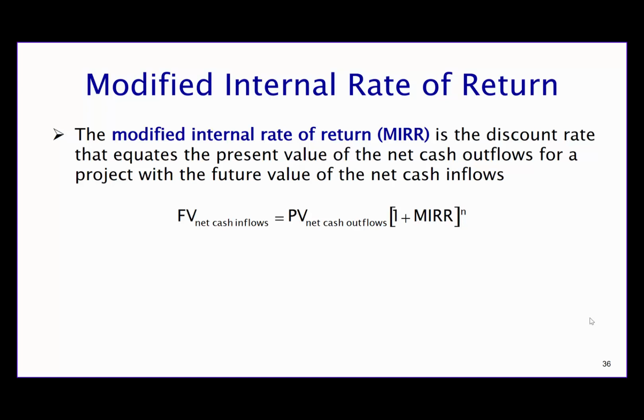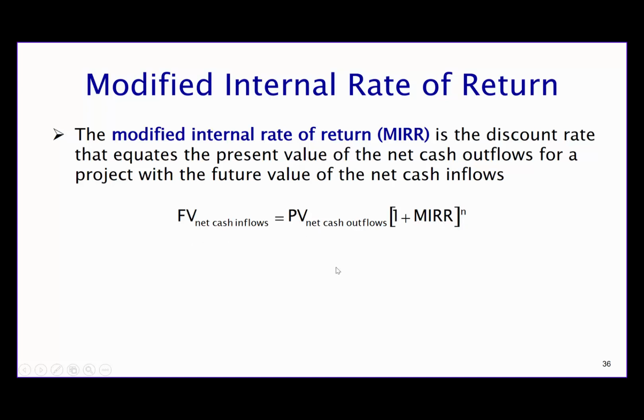This technique can be used when there is more than one change in sign in the cash flows. And that's the primary advantage of this technique. So you take the present value of the net cash outflows, multiply by (1 + MIRR)^n, set that equal to the future value of net cash inflows, and solve that for the MIRR. Now you should recognize this formula as your basic time value of money expression: future value equals present value times (1 + r)^n.